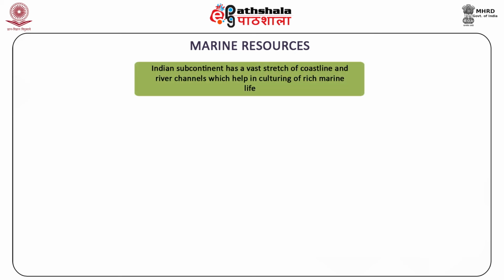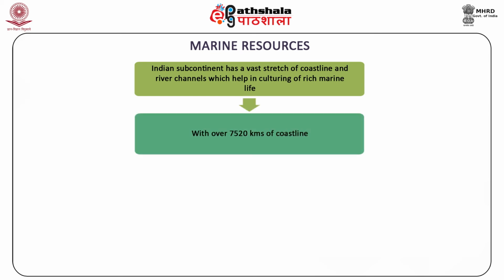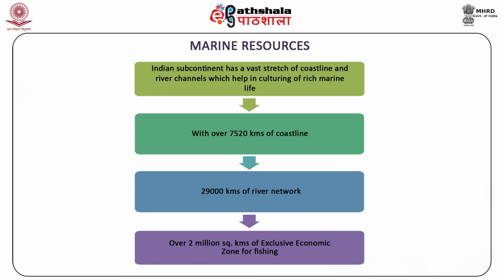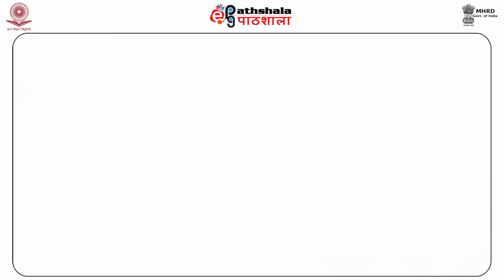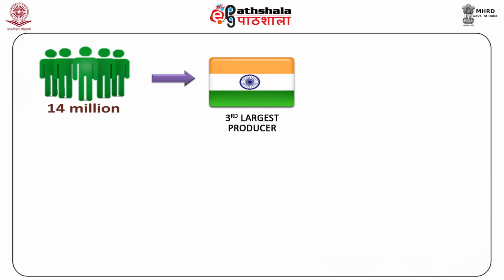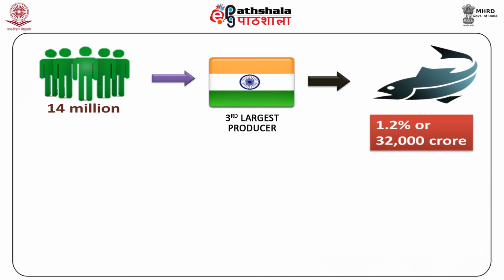The Indian subcontinent has a vast stretch of coastline and river channels which help in the culturing of rich marine life. With over 7,520 kilometers of coastline, 29,000 kilometers of river networks, and over 2 million square kilometers of exclusive economic zone for fishing, India is fast exploring this potential on this front. With employment to more than 14 million people, India is the third largest producer of fish in the world and contributes around 1.2% or rupees 32,000 crores to the GDP in 2002.